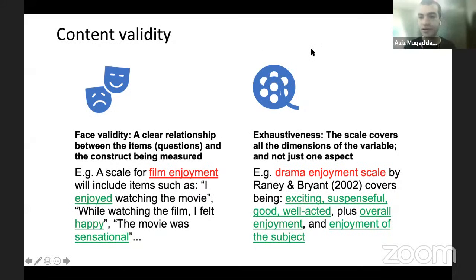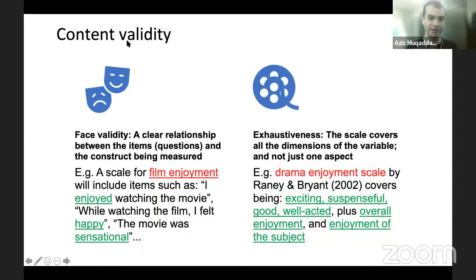For example, let's say we're developing a scale for film enjoyment that includes items such as: I enjoyed watching the movie. While watching the film, I felt happy. The movie was sensational. So: enjoy, happy, film enjoyment. They're talking about the same thing, right?